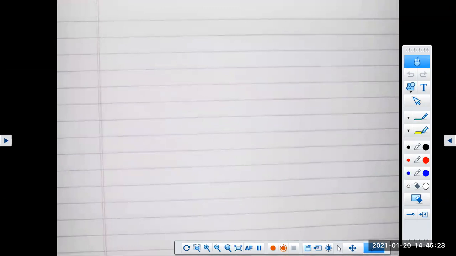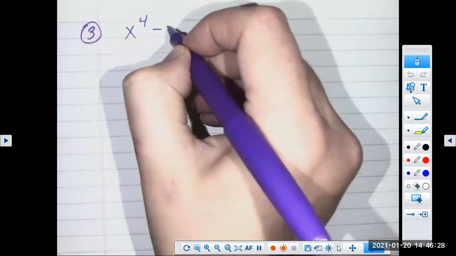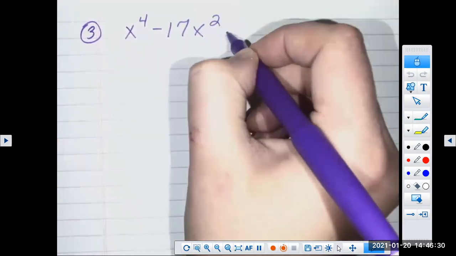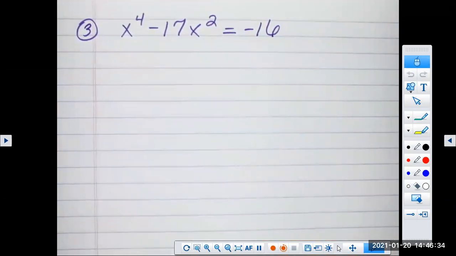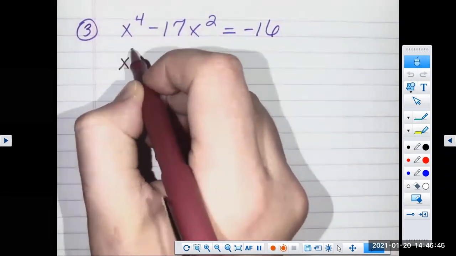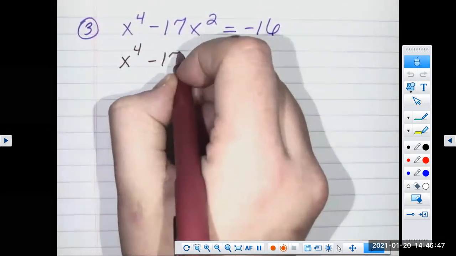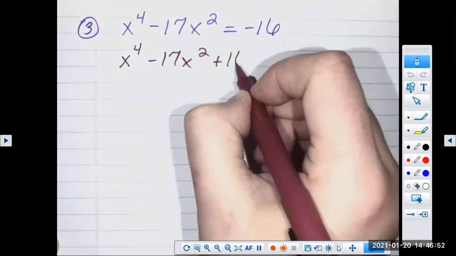Okay, last problem. Okay, what do you have to do first? Good. So let's move 16 to the left side.